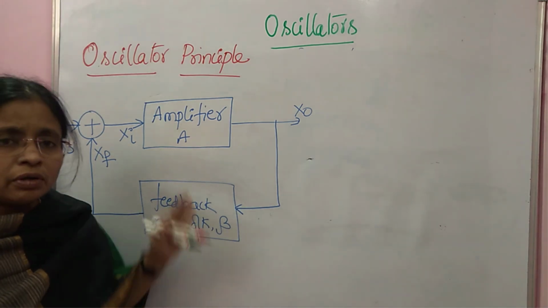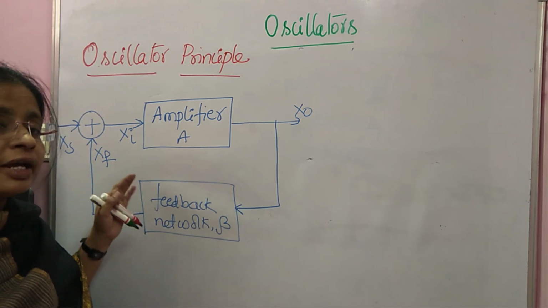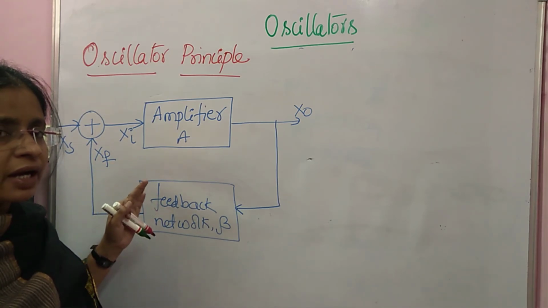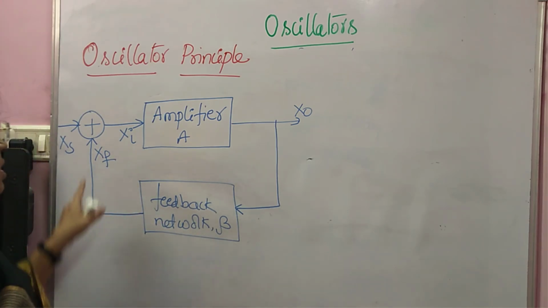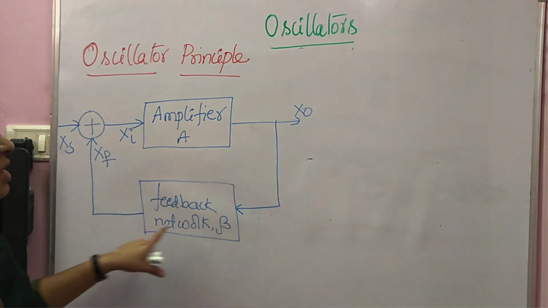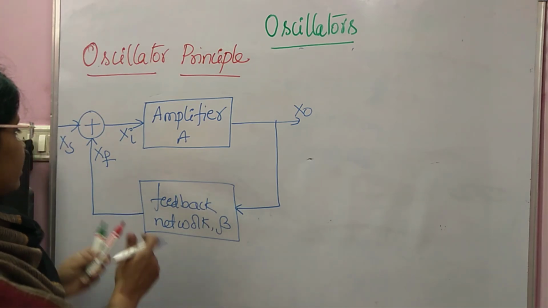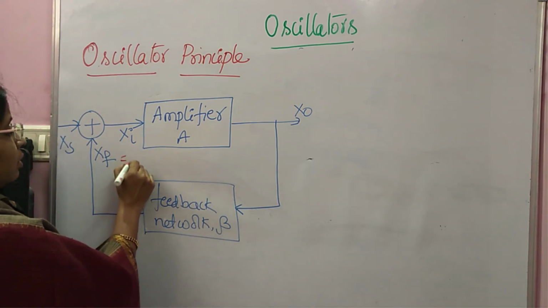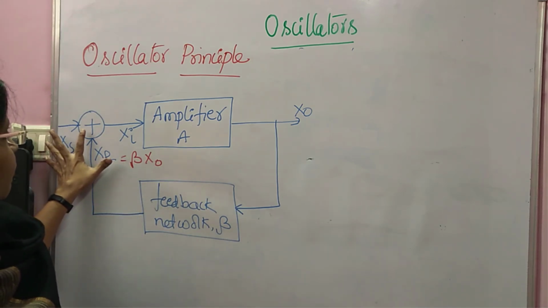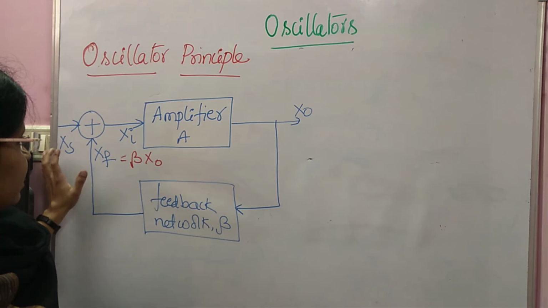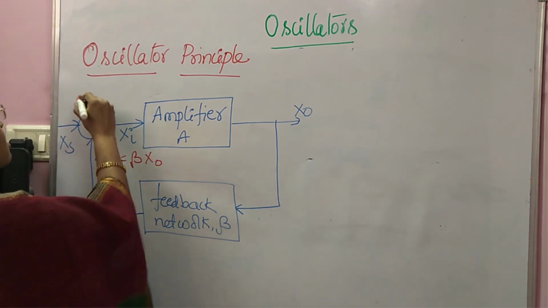Thus we know the concept of feedback amplifiers. In that concept, I explained the difference between positive feedback and negative feedback. Now here I will explain the positive feedback. The amplifier output is given to the feedback network, and the feedback network output is XF, where XF is beta X0. The input signal for the mixer, the external source signal, is XS, and these two will mix in the mixer. This is the mixer.